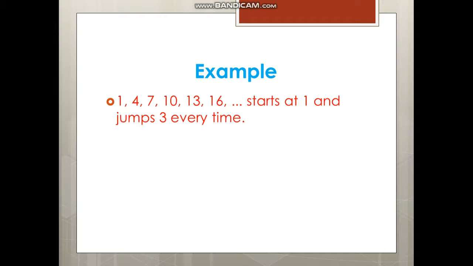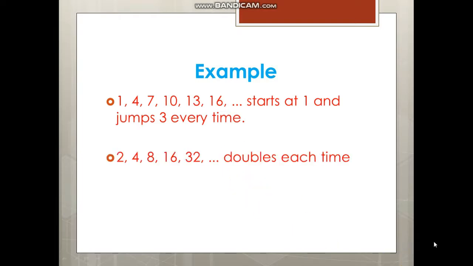Which sequence between these numbers is followed here? Here the number starts at 1 and jumps 3 every time. Means with 1, if you add 3 it will become 4. If with 4 you add 3 it will become 7. Similarly, you add 3 with 7 it will become 10. You add 3 with 10 it will become 13, and again you add 3 with 13 it will become 16. Means here you start at 1 and jump 3 every time, or you can also say that you are adding 3 with every number present there in order to get the next number.